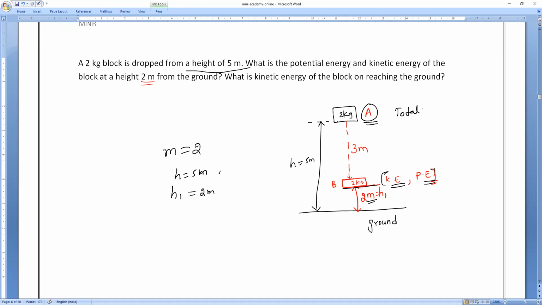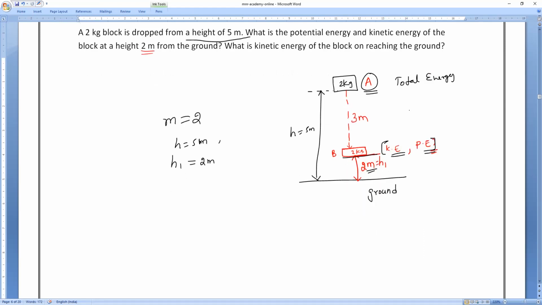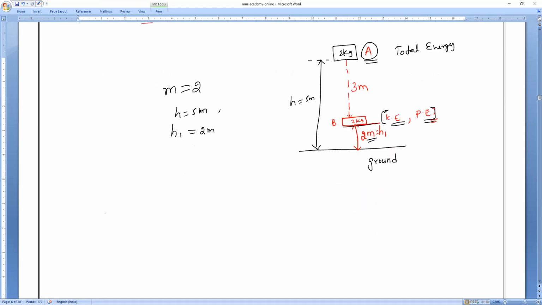At A, velocity is 0. So total energy is equal to what? We already studied yesterday. At A, total energy is equal to what? Please respond. Total energy I am asking. Anyhow, kinetic energy is 0, so total energy is entirely potential. Am I right or wrong? Yes.